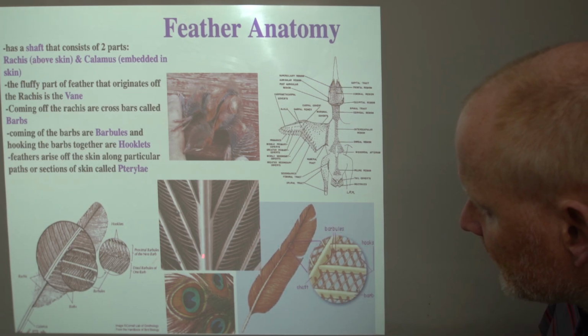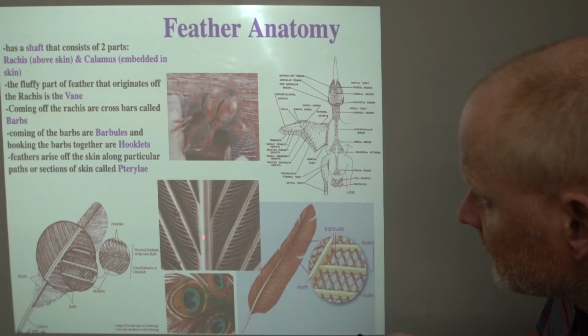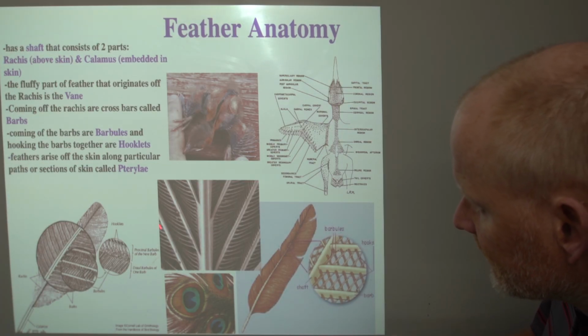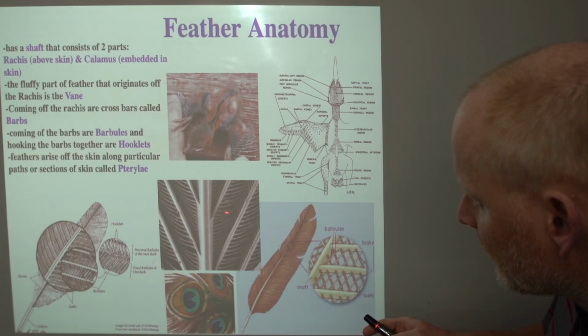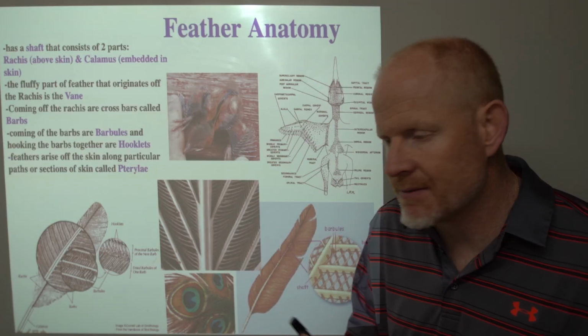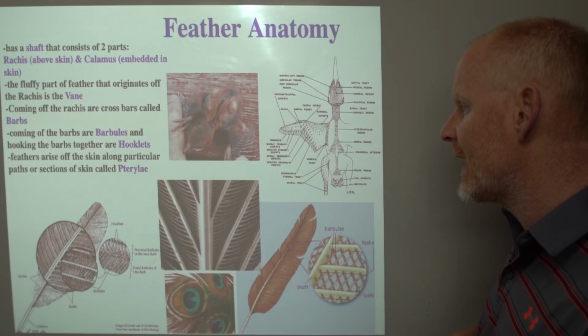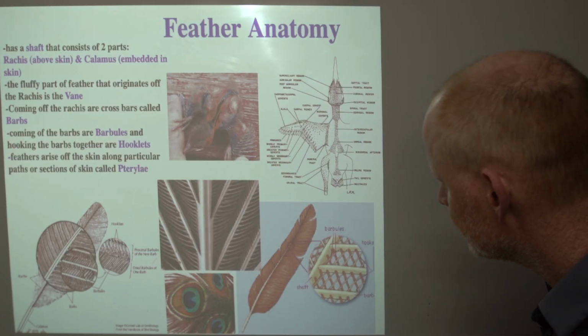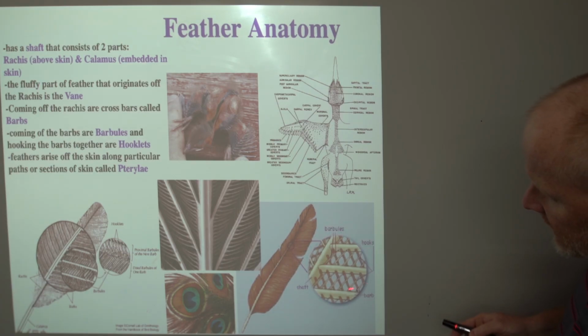So you got the shaft here, the rachis, and then these are the barbs coming off, right? And then the barbules go inside, and then there are little hooklets between those that link them together. And this gives the feather its structure and its strength. This is a better picture of that if you want to see it.